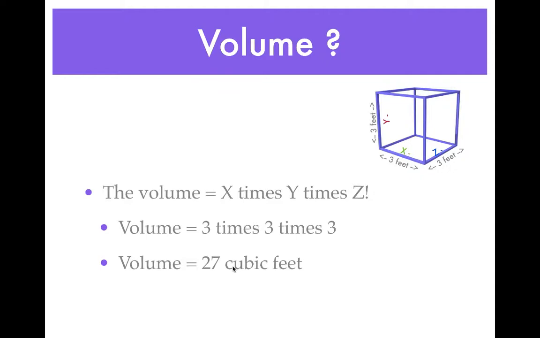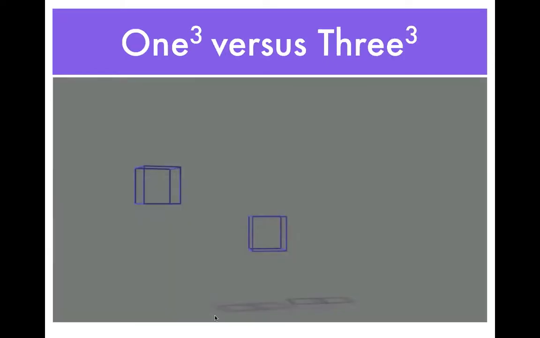Now, I find this sort of interesting because if it's 1 on each side, it's 1 cubic foot. And if it's 3 on each side, it goes to 27. You'd kind of think it would be 3 cubic feet, but it's not. And let's see why, because we're growing the cube. So let's take a look.